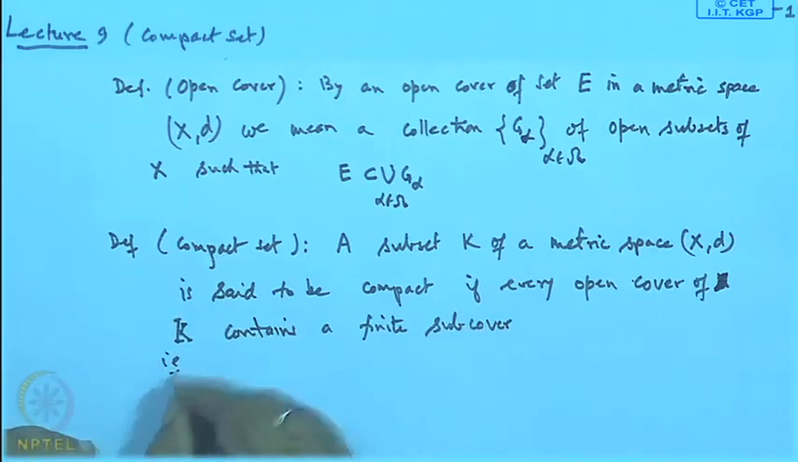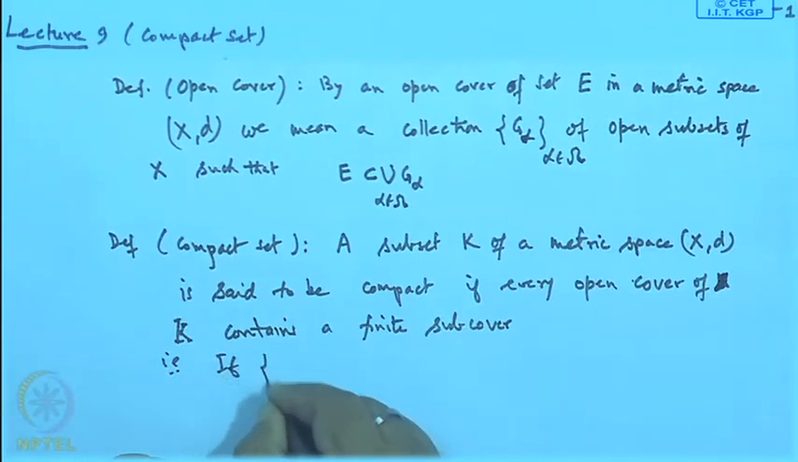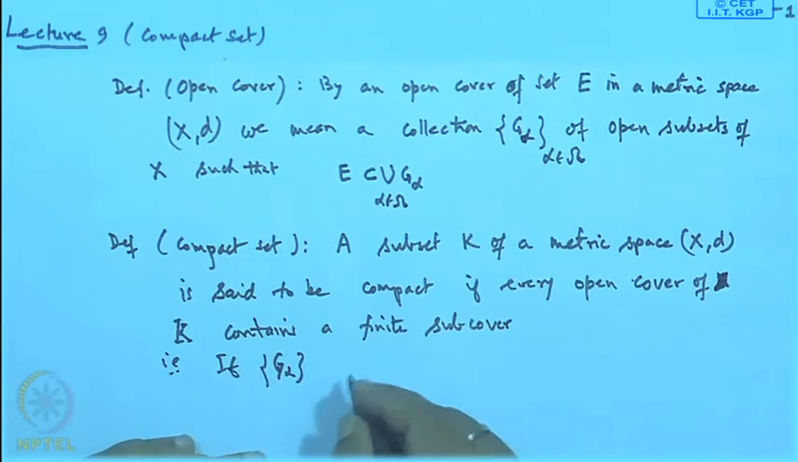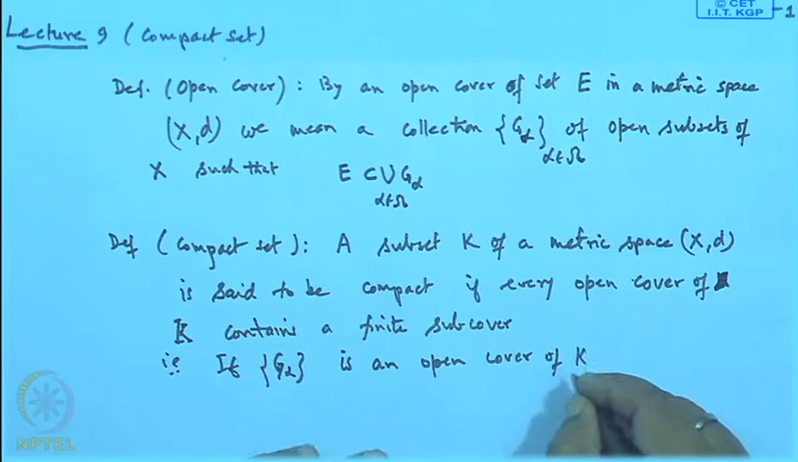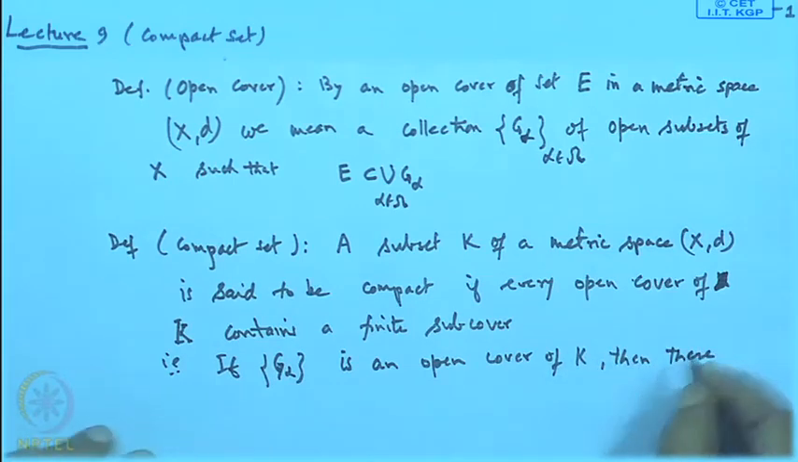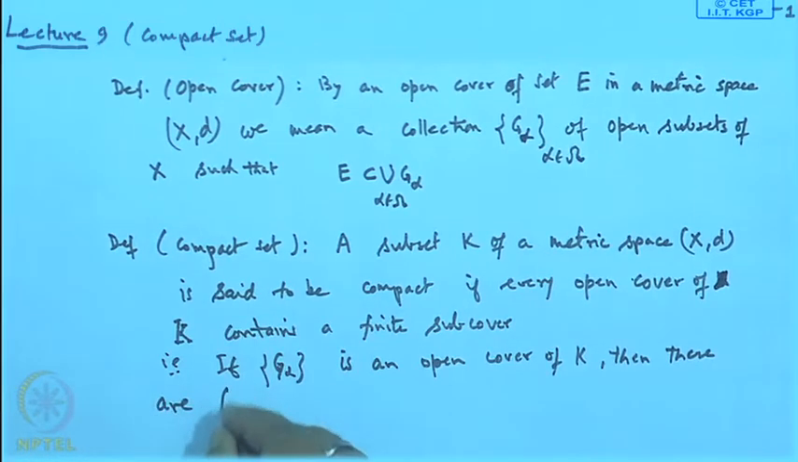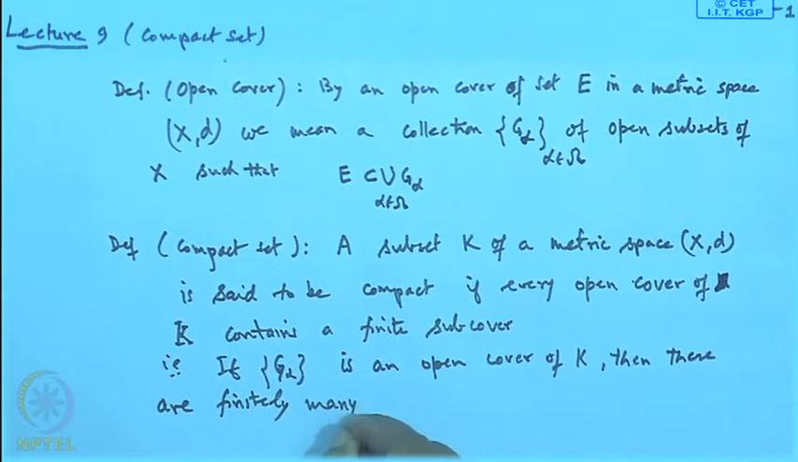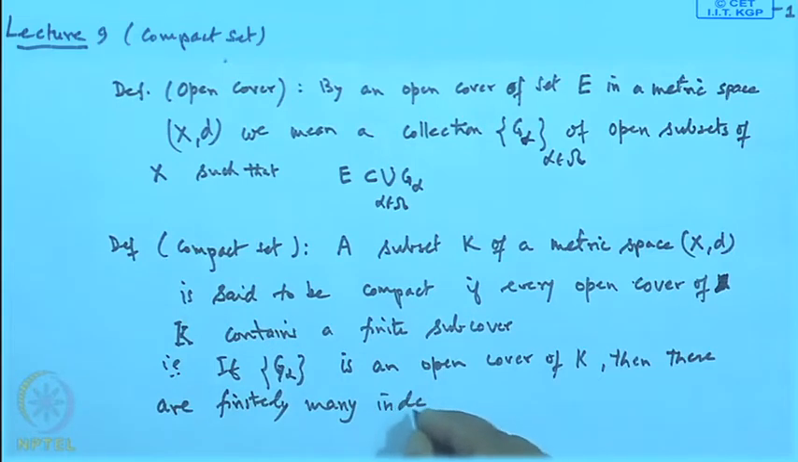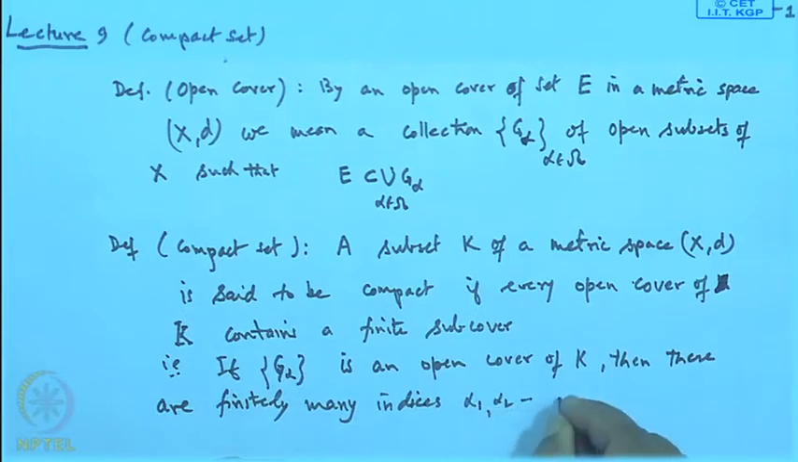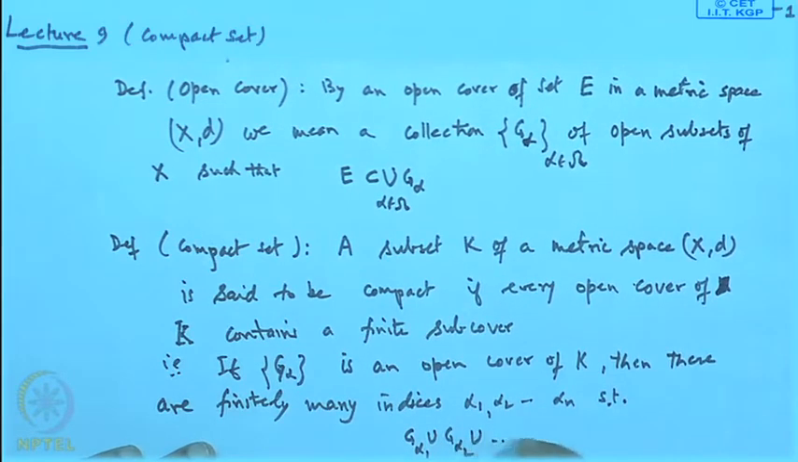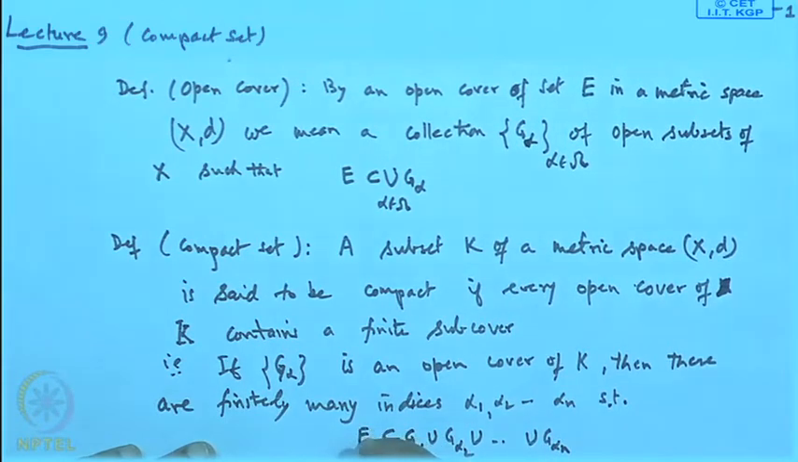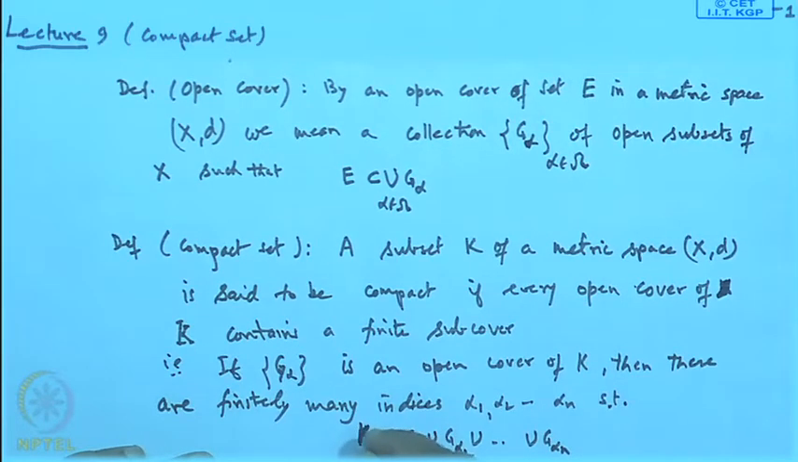That is, the meaning of this is: if G alpha is an open cover of K, then there are finitely many indices, say alpha 1, alpha 2, ..., alpha n, such that the finite union of these sets G alpha 1, G alpha 2, ..., G alpha n covers K. So, this set is said to be compact.